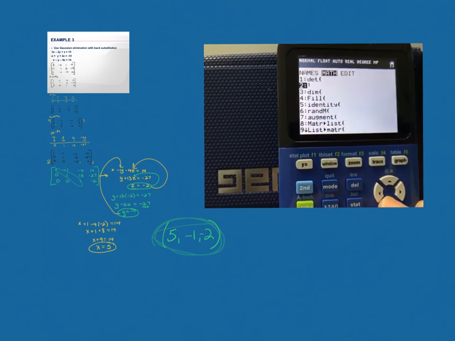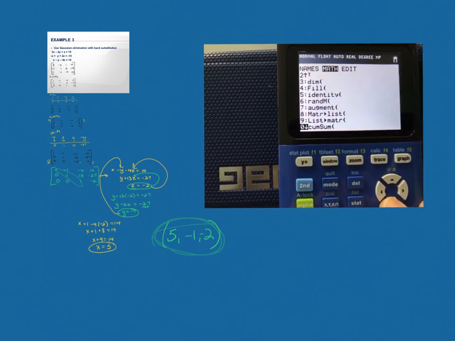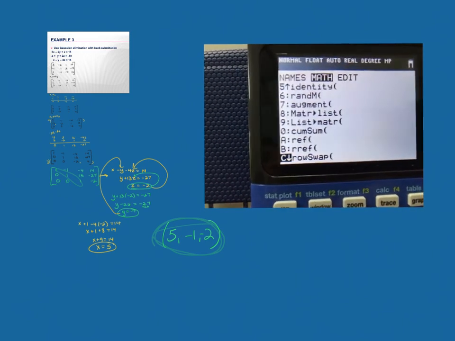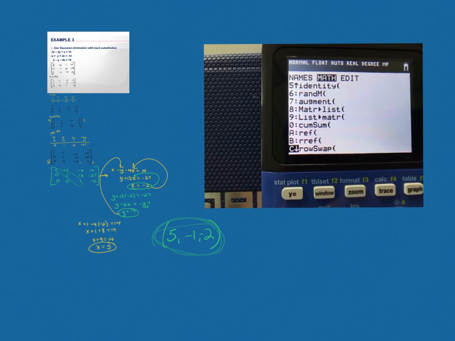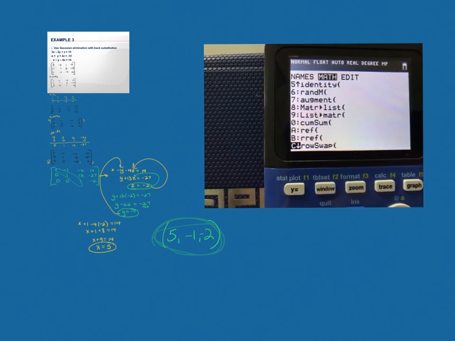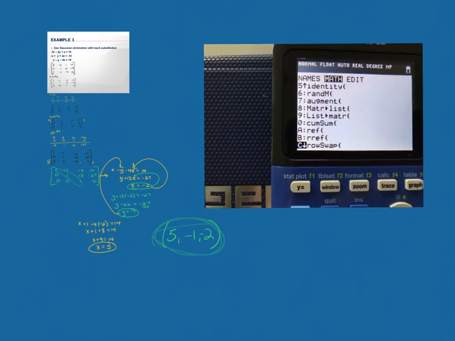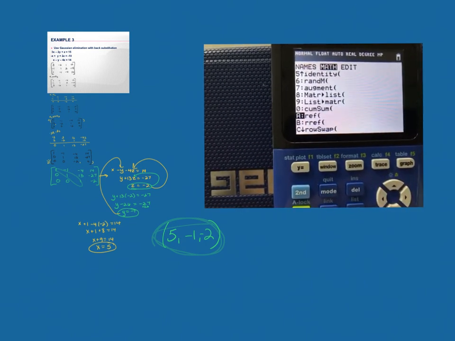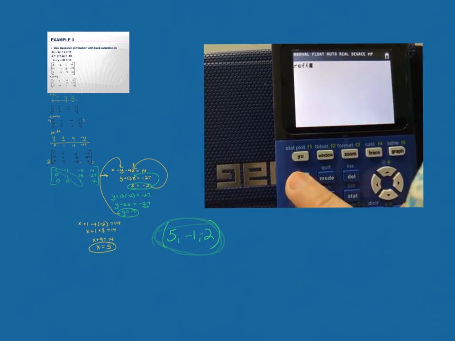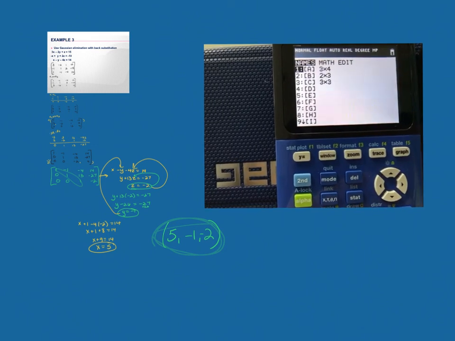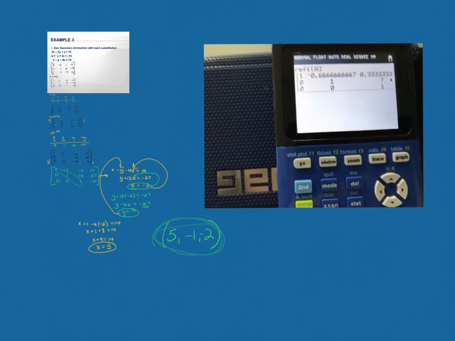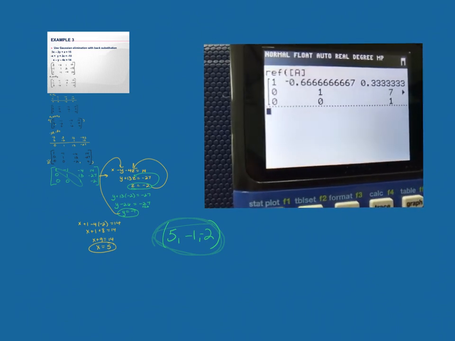If you scroll all the way down past the numbers, you get to A and B. A is REF. What do you think REF stands for? Row echelon form. So if I click on REF, right, I get here. Now I have to pull up the name of my matrix. To do that, I go back to that menu. Second, x to the negative 1. The name's there. I entered it in A, so I just hit A. I hit enter. Now it gives me this, right?